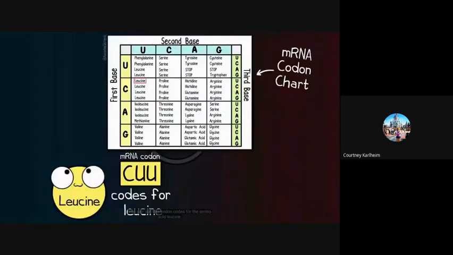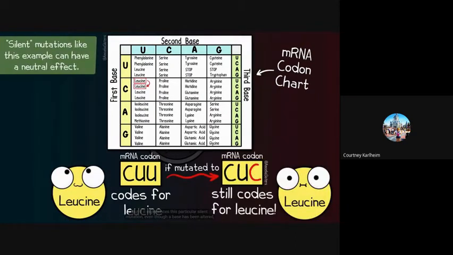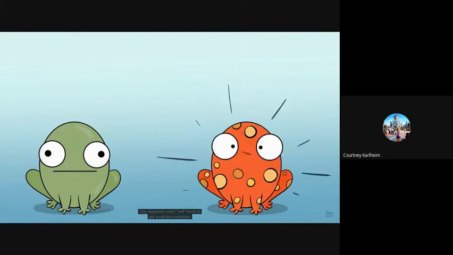Many mutations can be neutral in effect. You can see this codon codes for the amino acid leucine. But if it experiences this particular silent mutation, even though a base has been altered, it still codes for leucine. It did not change the amino acid. Mutations can also be harmful or helpful, but it's important to understand that mutations are random. The organism can't will itself to get a certain mutation.